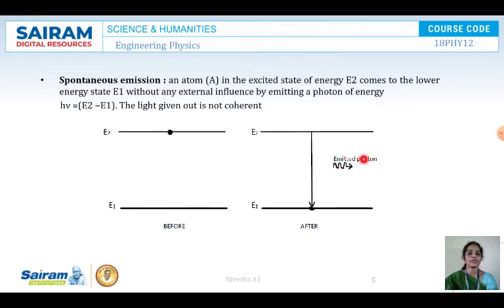And this type of emission, without any instigation of any external force, is spontaneous emission. The light emitted by spontaneous emission is not a coherent source of light. A coherent source of light is one only when the phase difference is 0 or constant. So spontaneous emission does not give out coherent light.